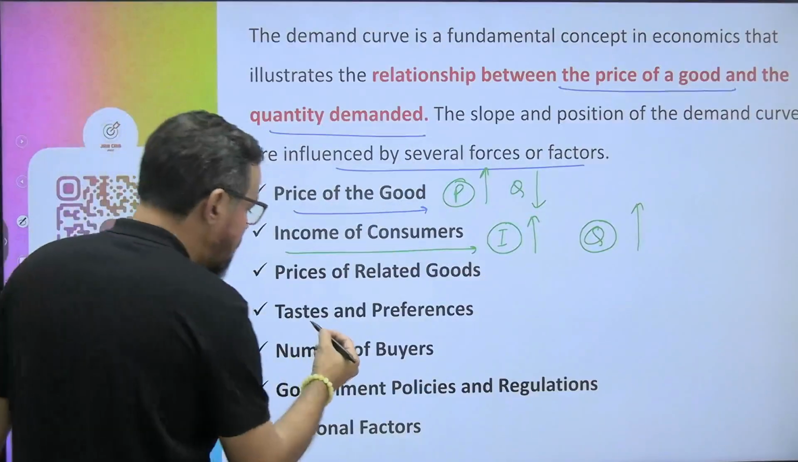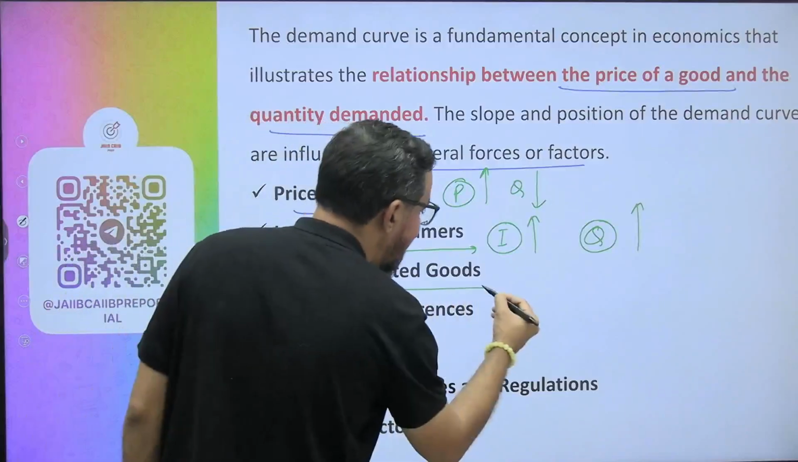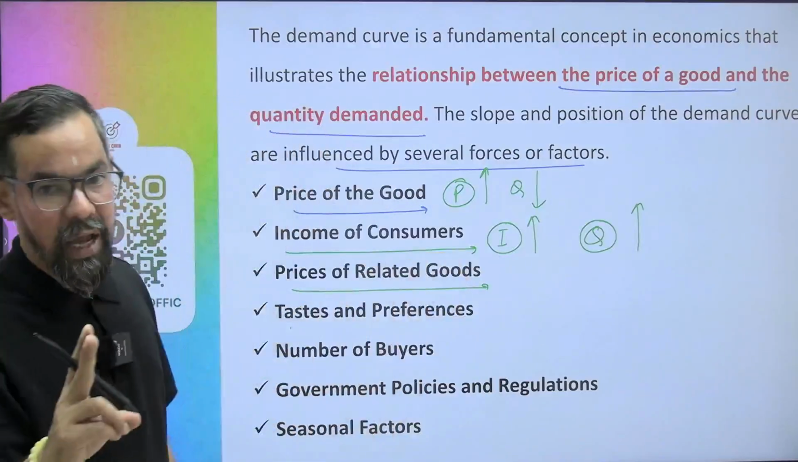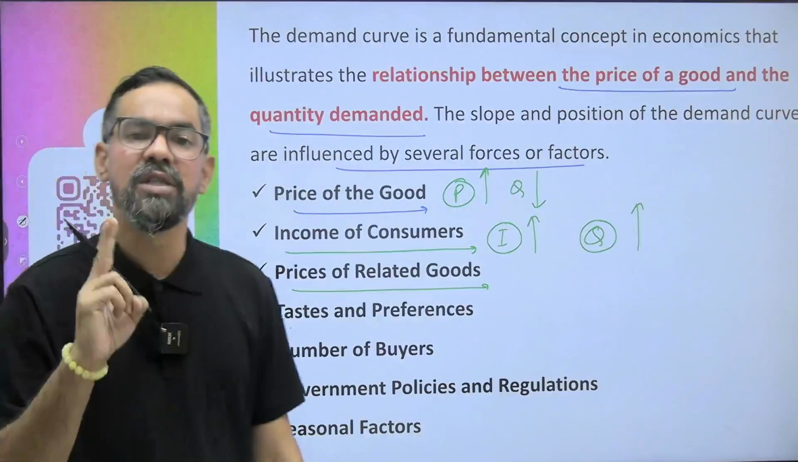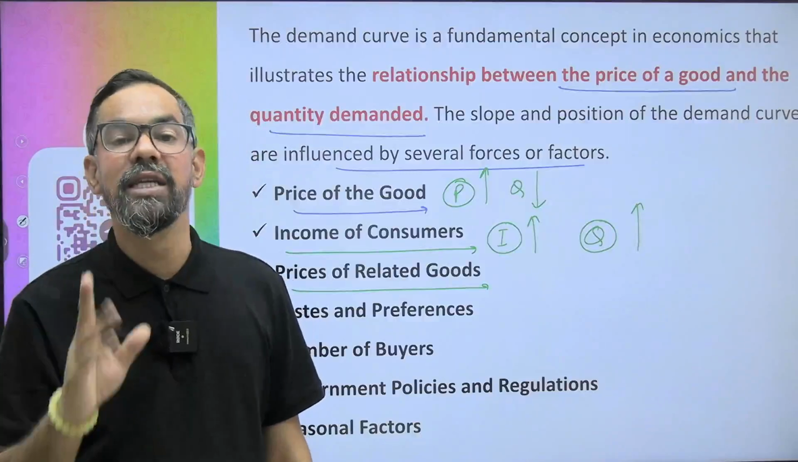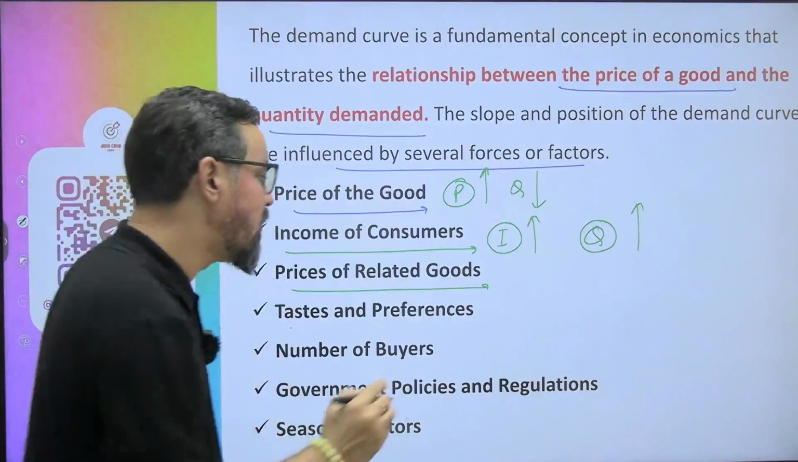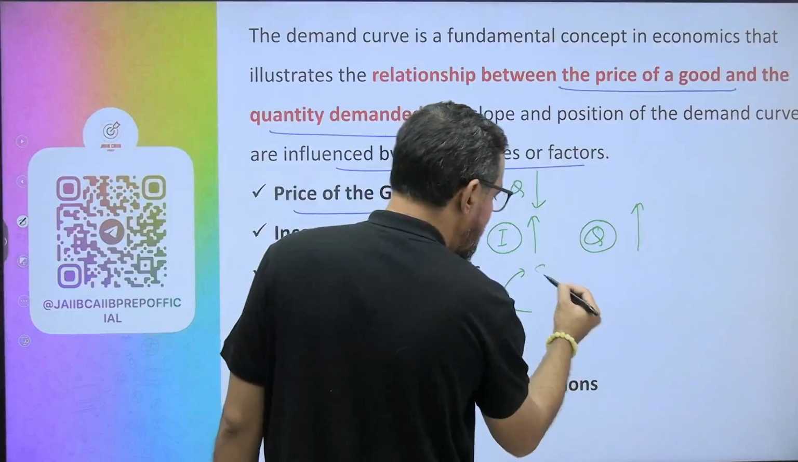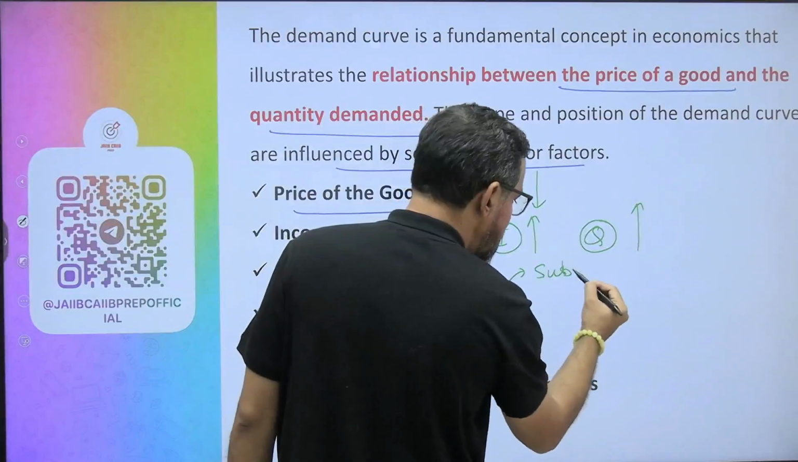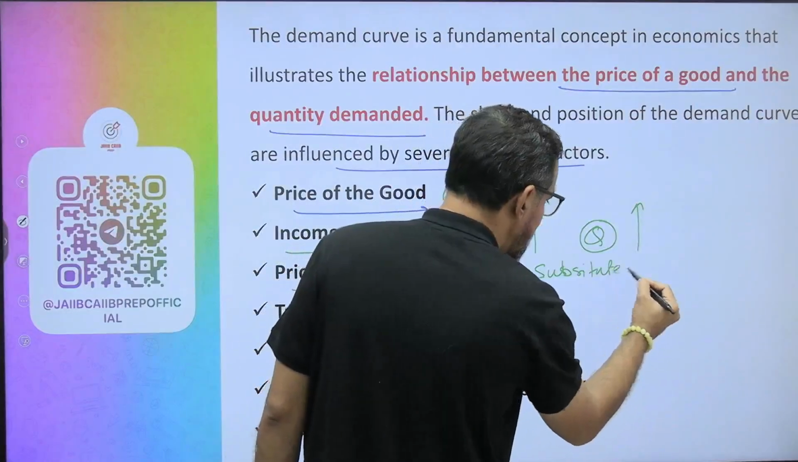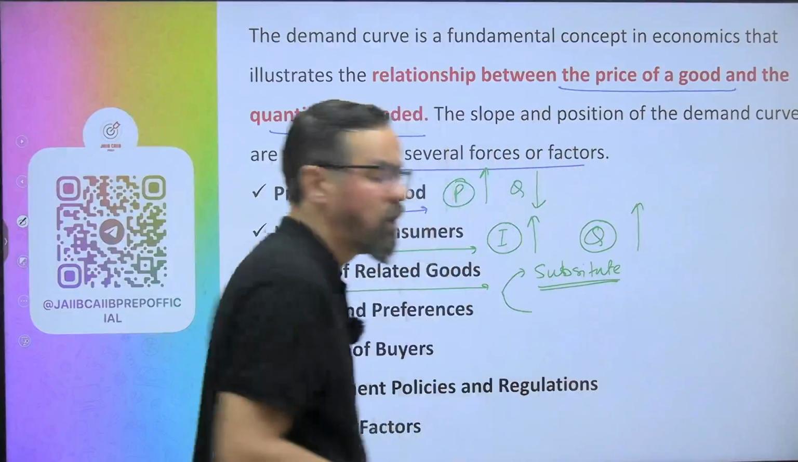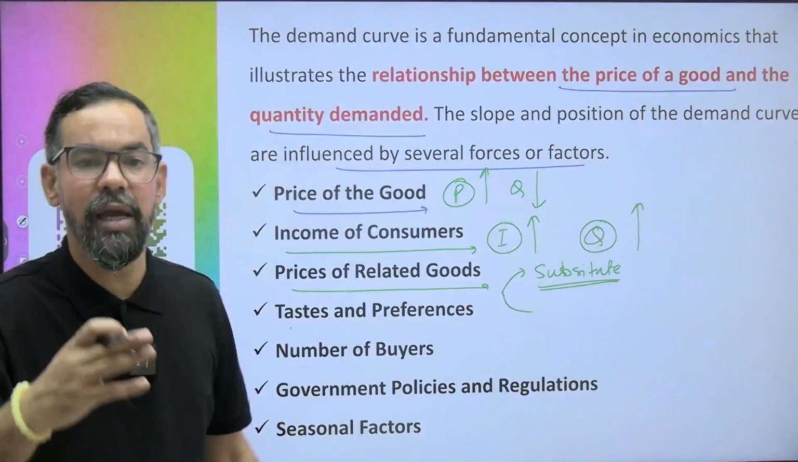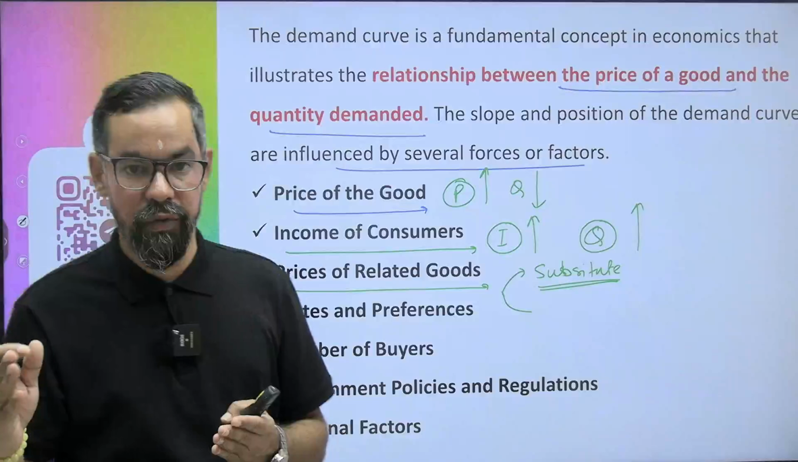The third one is price of related goods. We have two types of goods: one is substitute goods, another is complementary goods. Substitute goods means a kind of replacement. Let's say for tea we have coffee.